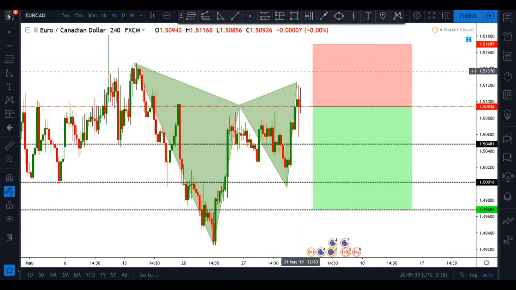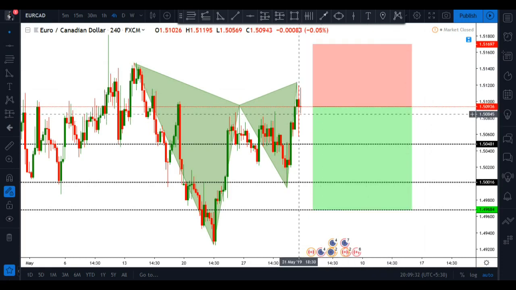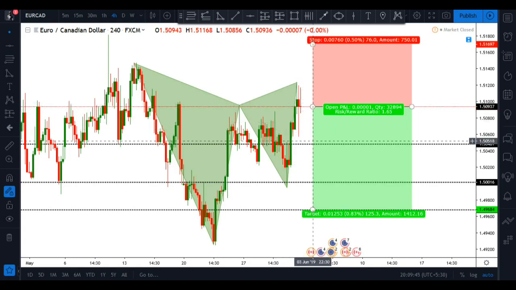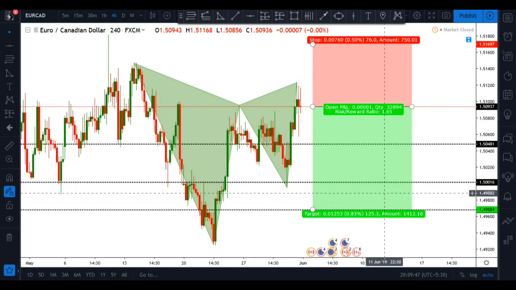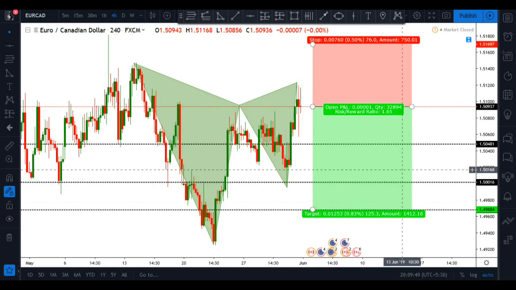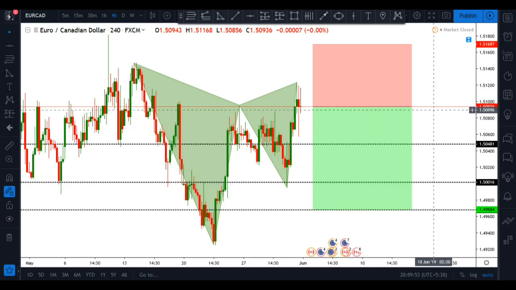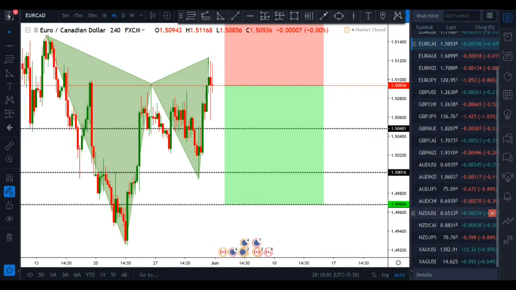But since Gartleys are one of the most profitable advanced patterns in the world, we can expect 126 pips of profit out of this market, and it's 1.65 of risk reward ratio, which is very good. Not very good, but good. All right, our last stop for this week is gold dollar.